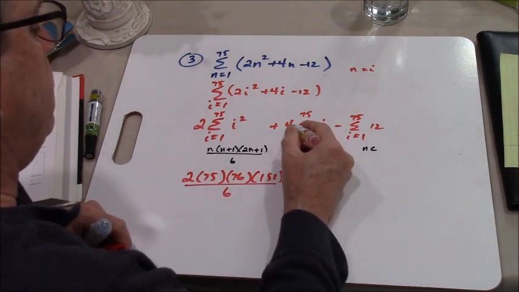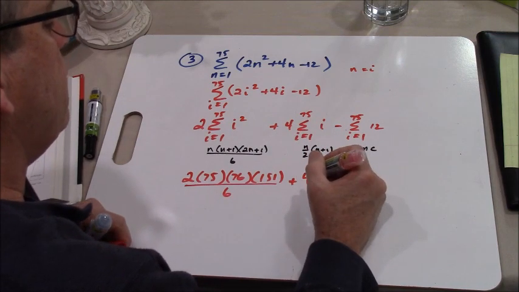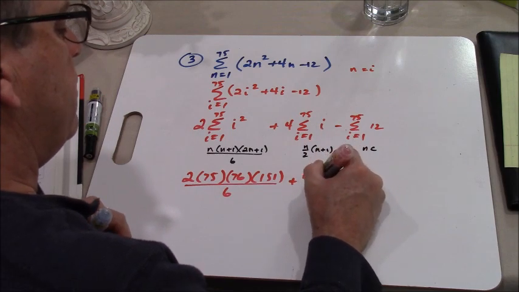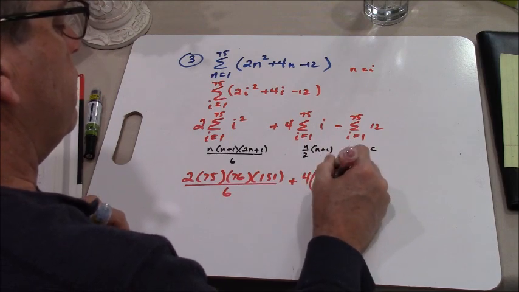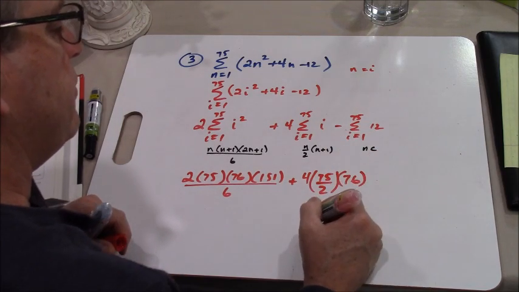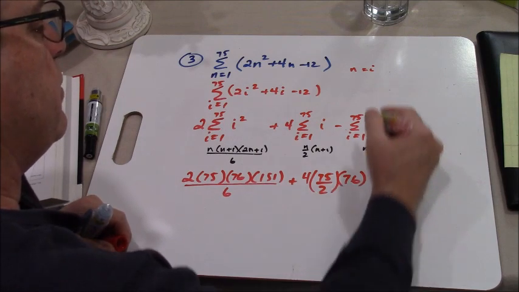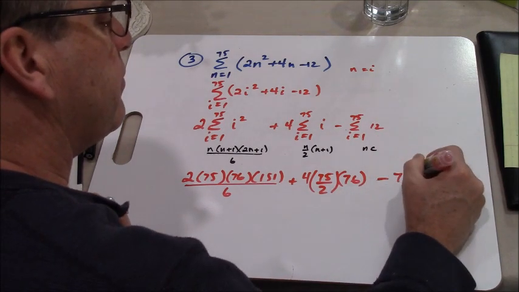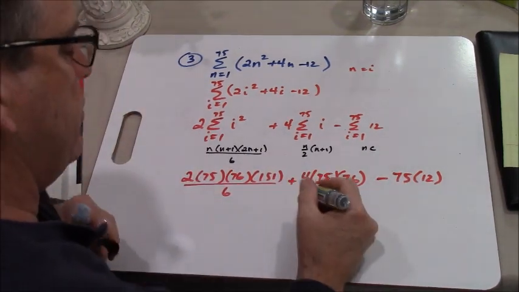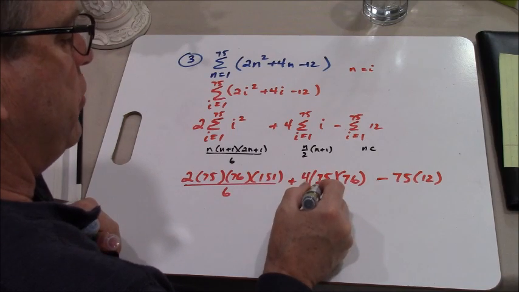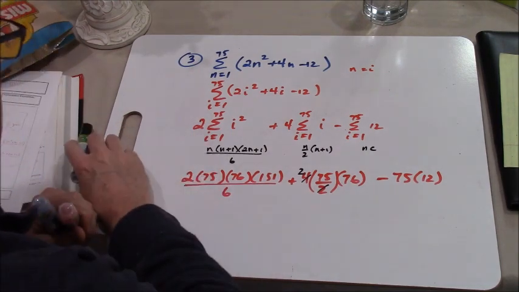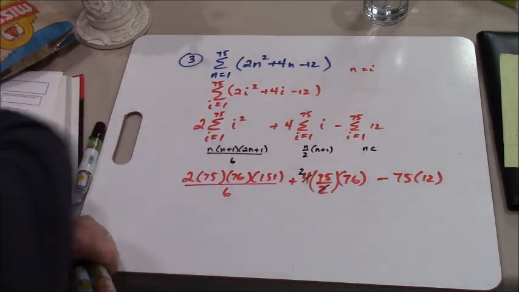Plus this constant out in front, which is 4, times n divided by 2. I'm going to write this as 75 over 2, and then times n plus 1, so that'll be 76. And then minus 75 times 12. The reason I wrote it this way is I could look at this and say, well, 4 and 2, those can both be divided by 2. This is now a 2, and that makes it a little bit easier to multiply that out.